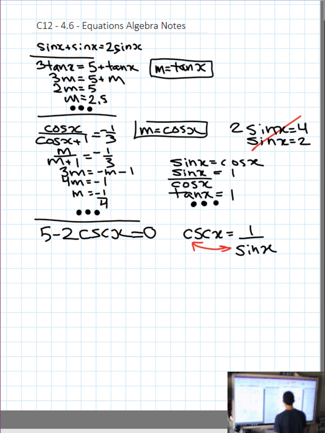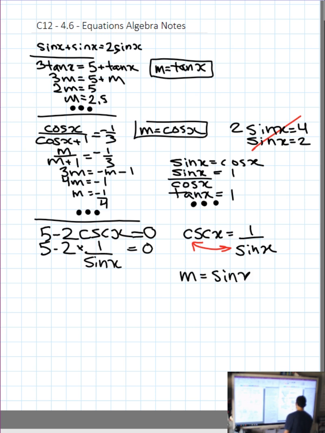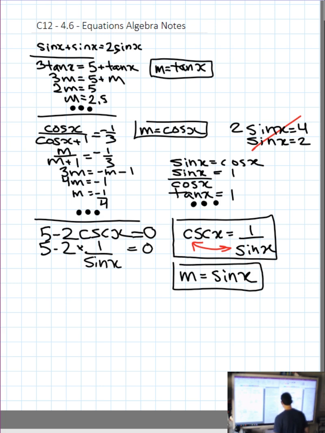So I can simply substitute 5 minus 2, and for cosecant x, I can say times 1 over sine x equals 0. Well, now my funny looking thing is sine x, so I'm going to make m equal to sine x. Excuse me, I'm always going to box my stuff. So I did box that equation. That's a formula from our formula sheet and our methods that we're going to do off to the right.